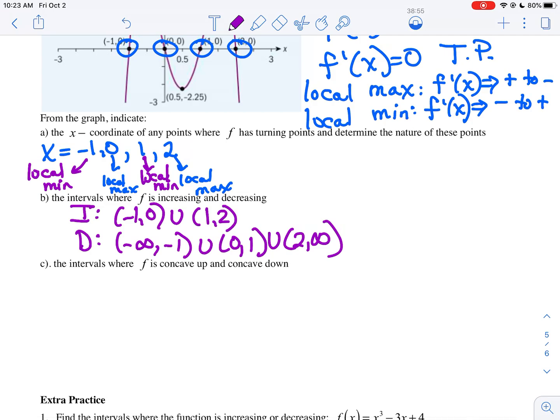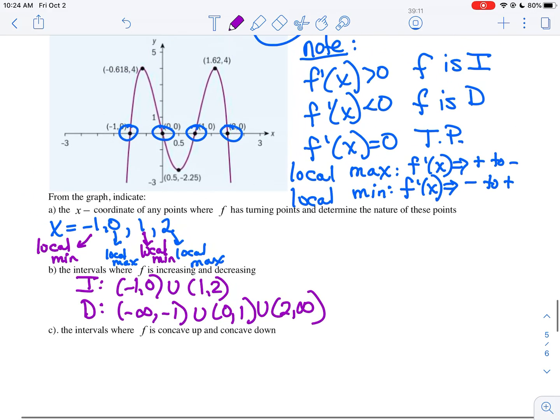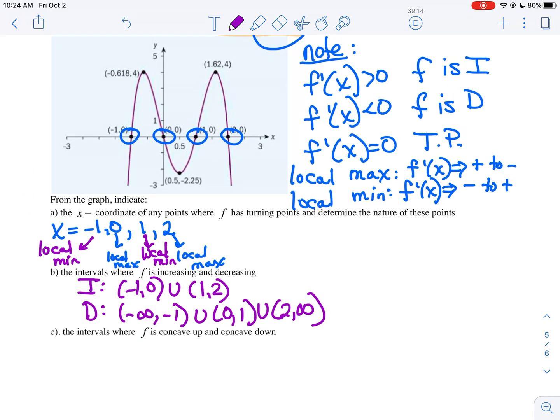All right, the intervals where f is concave up and concave down. Well, points of inflection are going to be where the second derivative is 0. So the derivative of the derivative would be your horizontal tangent lines. So that's going to happen here at -0.618 and 1.62, sorry. And then it happens down here at 0.5.